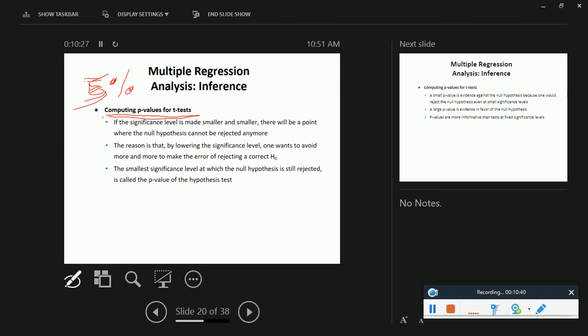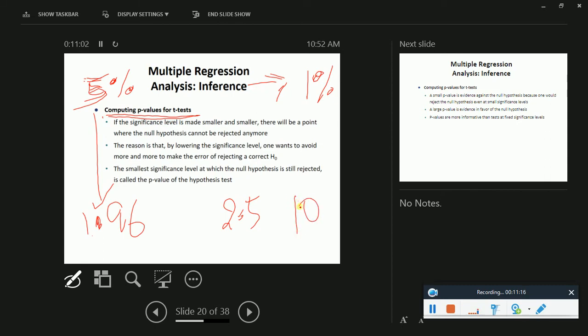Okay, but if the significance level is even smaller, let's say 1%, there will be a point where the null hypothesis cannot be rejected anymore, because you would require a higher and higher critical value. The critical value for 5% for a normal is 1.96. The critical value for 1% is 2.5 something, right? The critical value for an even smaller significance level would be even larger. In that case, we need a very large t-stat to reject the null, right? So there will be a point when the null hypothesis cannot be rejected anymore.